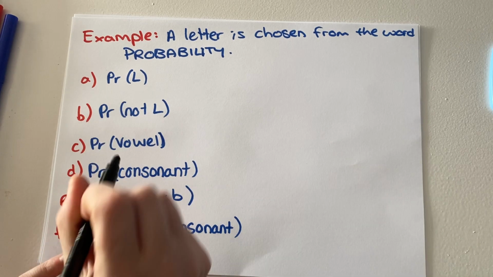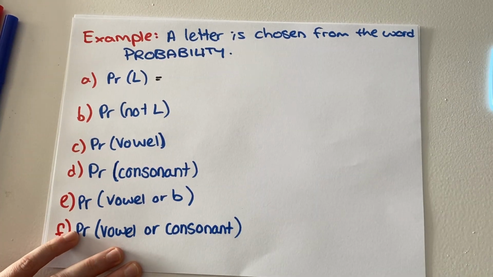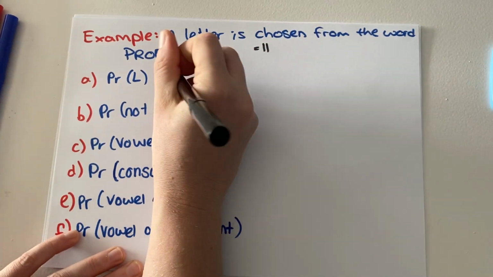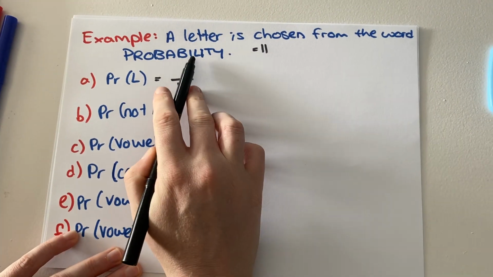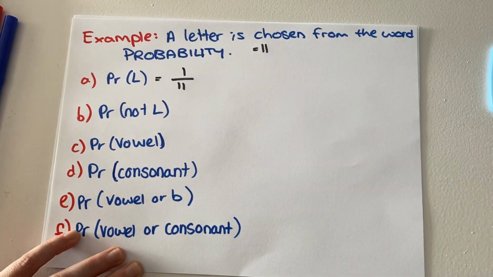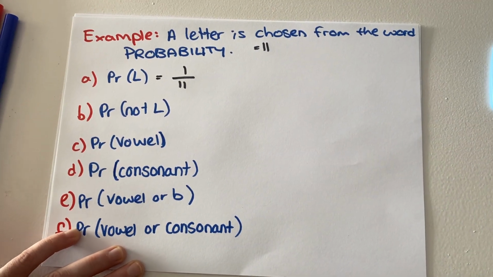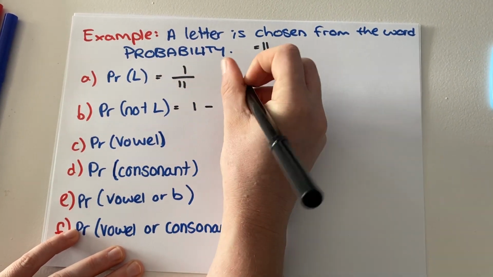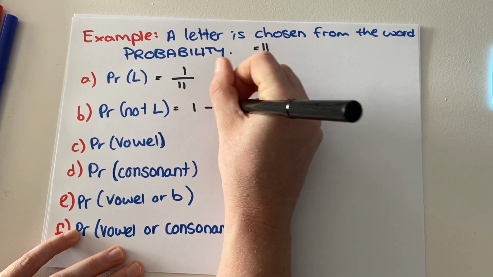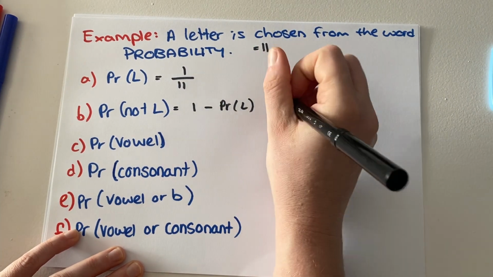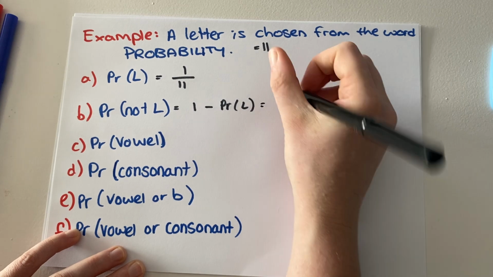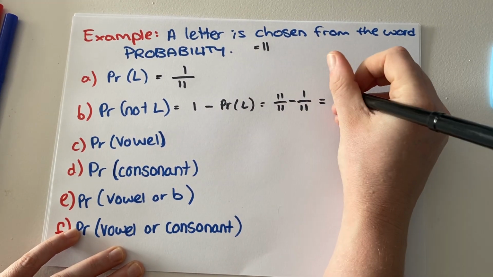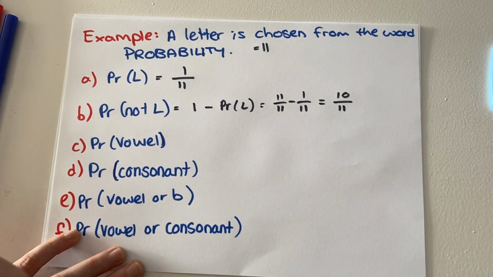So if I look, probability of L. How many letters are there in probability? It's 11. So our total on the bottom is going to be 11. How many L's did we say? 1. So it's going to be 1 over 11. Then our next one is the probability of not L, which is 1 minus the probability of L. If you are prone to forgetting, go 11 over 11 minus 1 over 11, which should give you 10 over 11 as your answer.